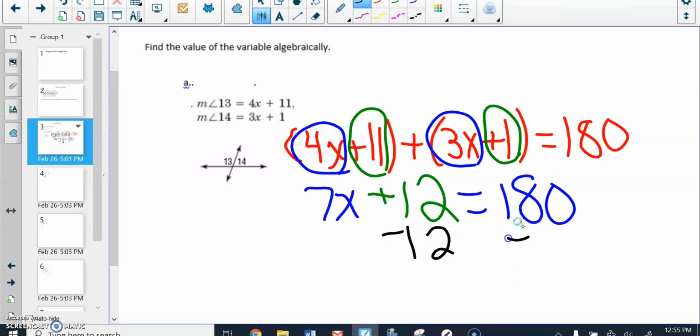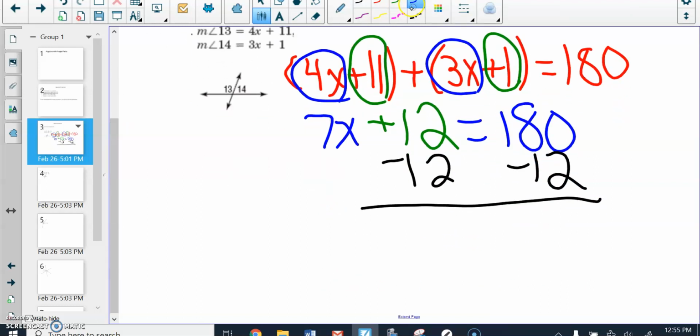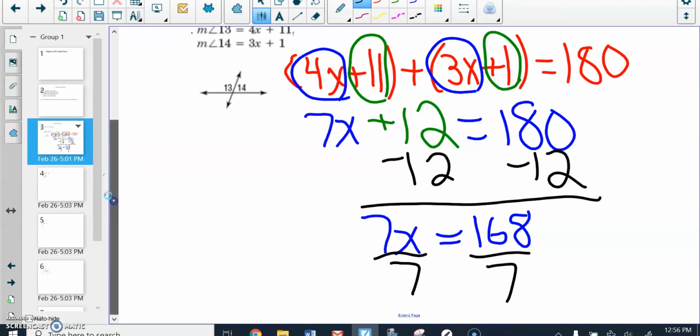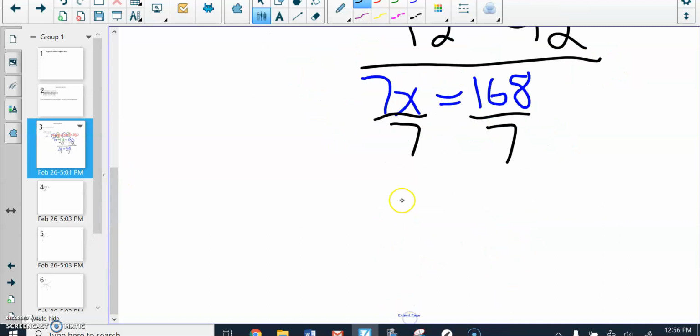We'll start by subtracting 12 from each side. So we get 7x equals 180 minus 12 is 168. Then our next inverse, we're going to divide by 7. And we get the value of x is 24.